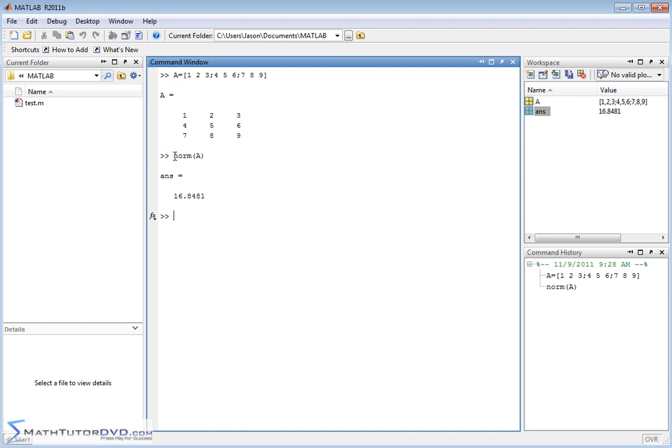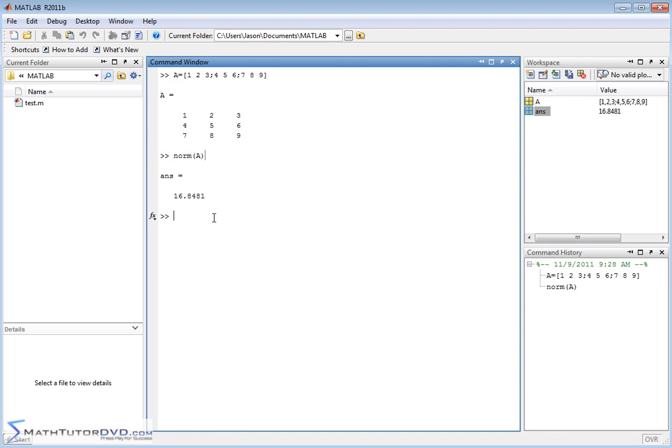Some of these functions, as we go along, you'll have to know what they are mathematically, and we're using MATLAB as a tool. If you don't know what the norm of a matrix is mathematically, then that's something you can learn by looking at my other videos in matrix algebra and linear algebra. So that's how you calculate the norm of a matrix. There's no gotcha to it. You just pass it the value.